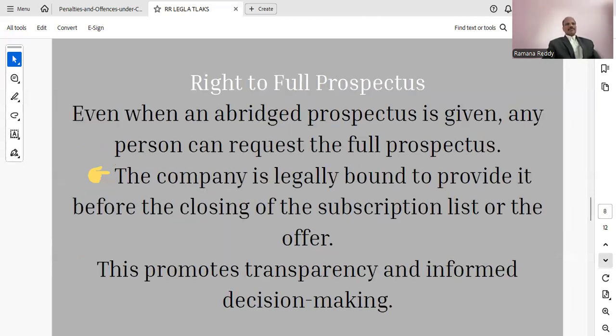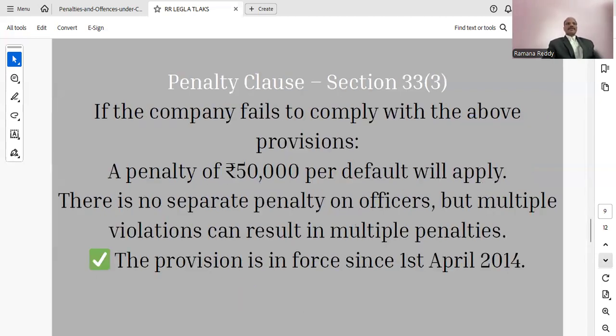Now, the right to a full prospectus. Even when an abridged prospectus is given, any person can request the full prospectus. The company is legally bound to provide it before closing the subscription list or the offer. This promotes transparency and informed decision making.